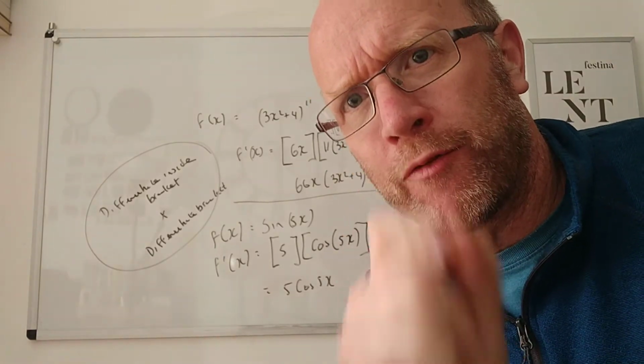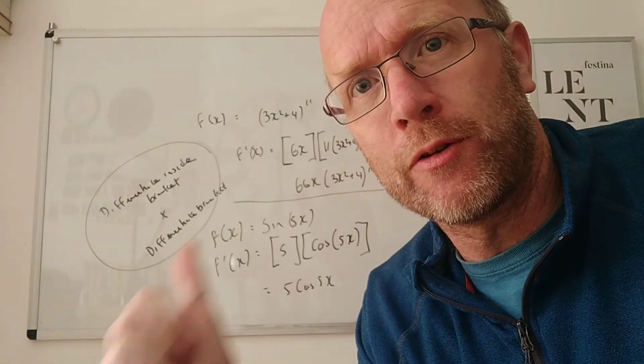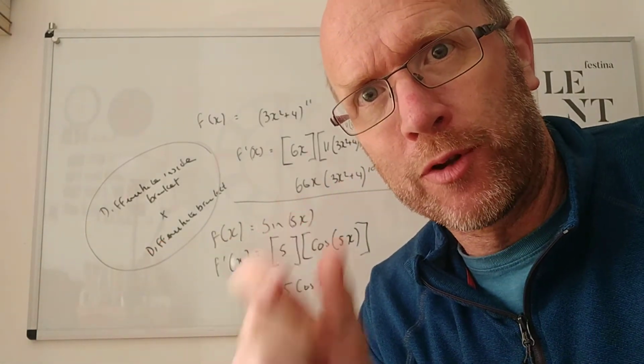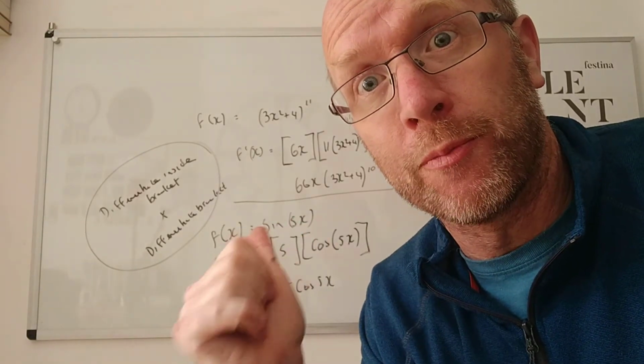Multiplying rule, dividing rule, chain rule. So in other words, if there's no difficulty, differentiate by rule. If you have to multiply, use the multiplying rule. If you have to divide, the dividing rule, and if you can do none of them, chain rule.